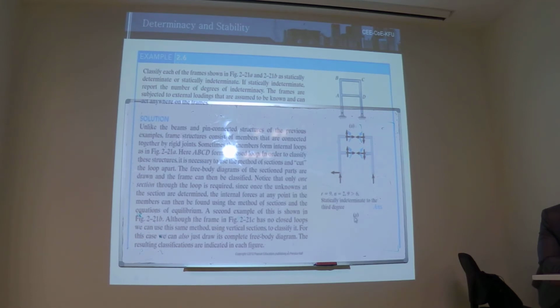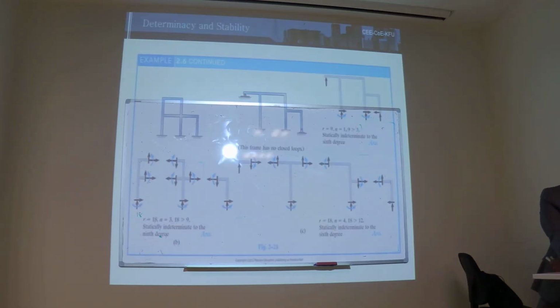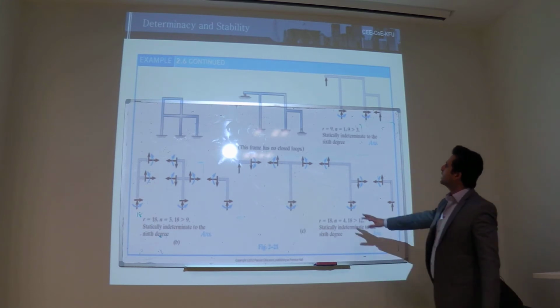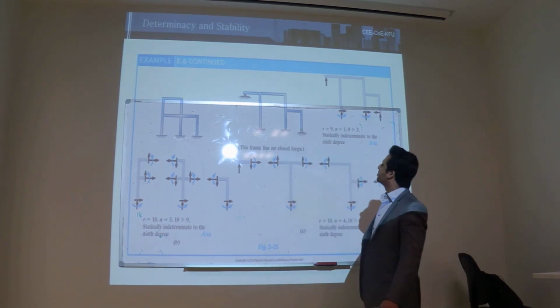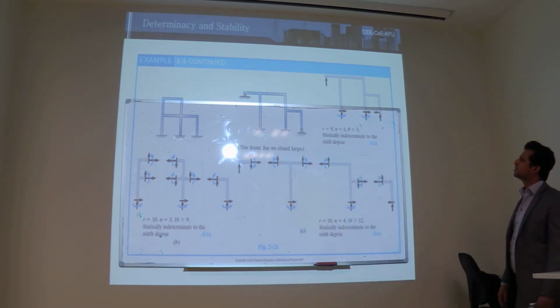And what about this? R is how much? 3, 3 and 3, 9. And how many parts? 1 and 2. Good section. So the degree of indeterminacy is 3. Okay. So what about this case? We have 2 sections.